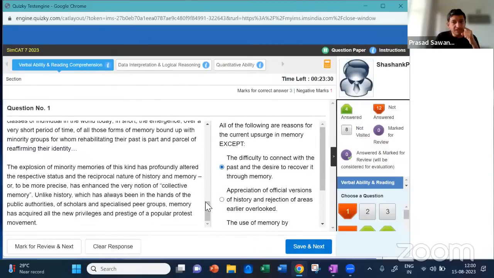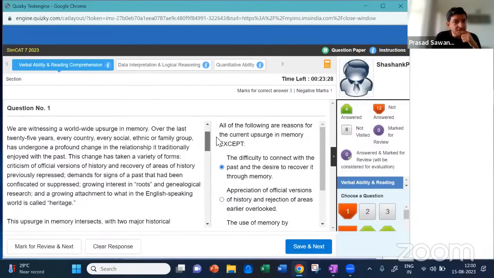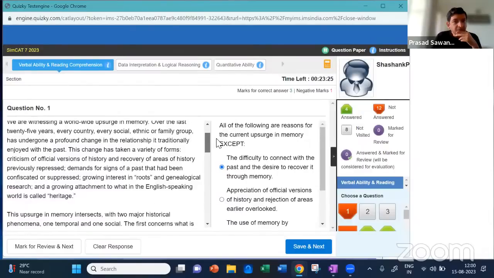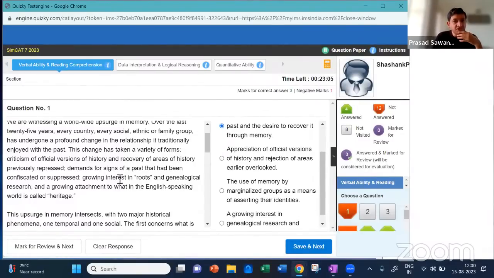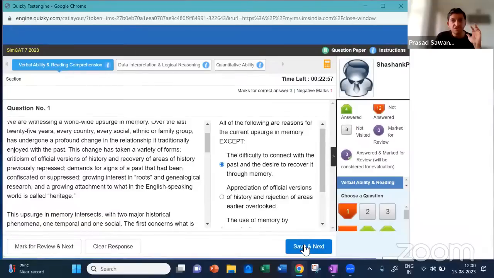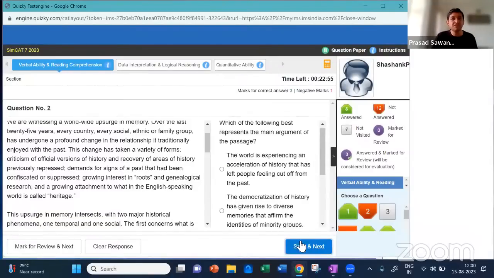Difficulty to connect with the past, I don't think is an outcome. We'll just have a look at it again. Yeah, so difficulty to connect with the past. Criticism of official versions of history. Demands of a science of a past that has been confiscated or suppressed. So it's not the difficulty. It's basically you want to be connecting with your past and see what all things have been suppressed. Appreciation of the official versions and genealogy. So these have been spoken about, right? Genealogical heritage. Yeah, I think this is fine. I'll go with the first one. It's not the difficulty to connect. It will not result in an upsurge if it's difficult to connect.